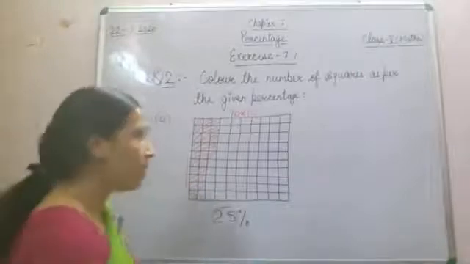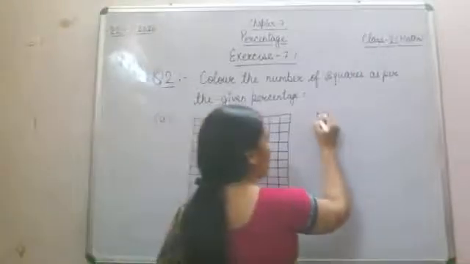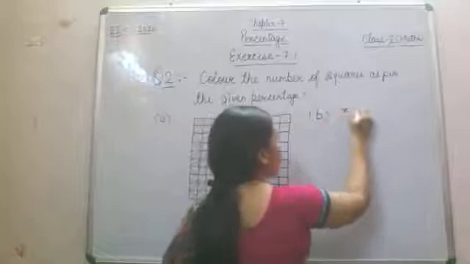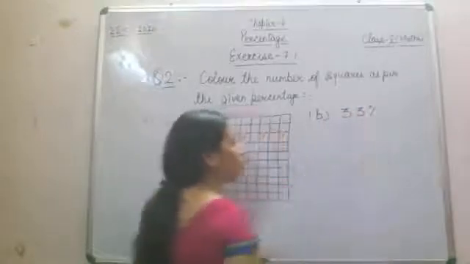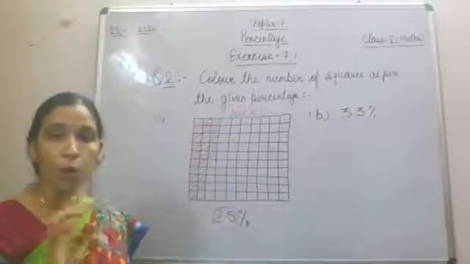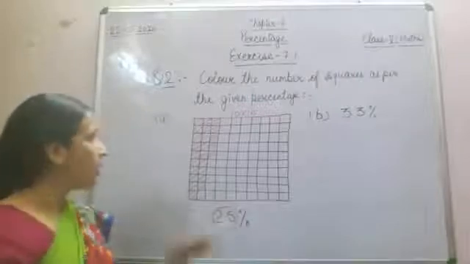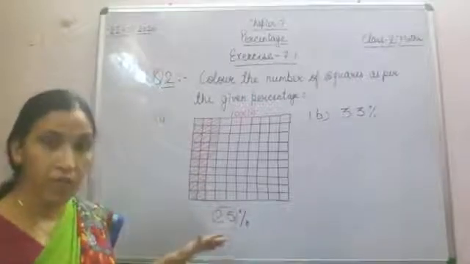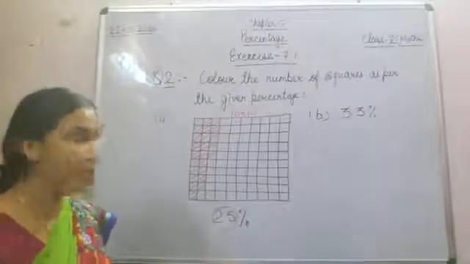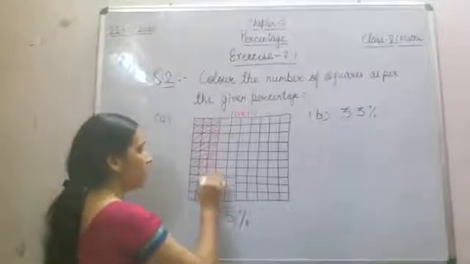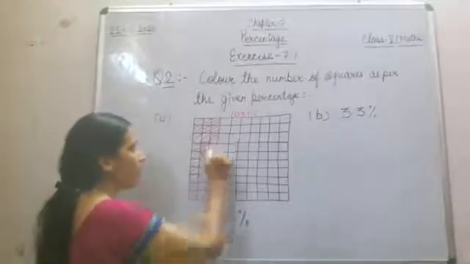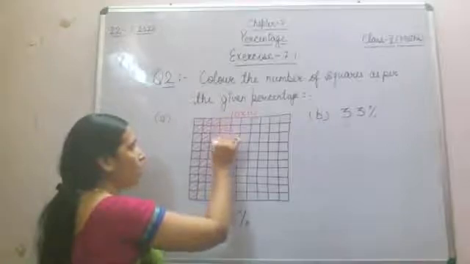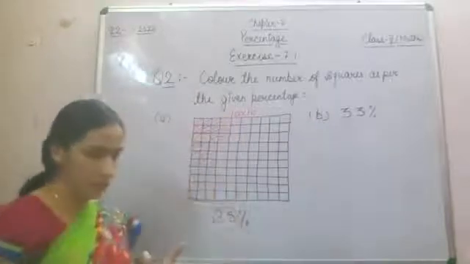If you now have part B, in part B you have 33%. So how many parts will you shade? See, from here 25 we have shaded, so we'll increase it up to 30, 3 rows, and then 1, 2 and 3. So that will become 33%.